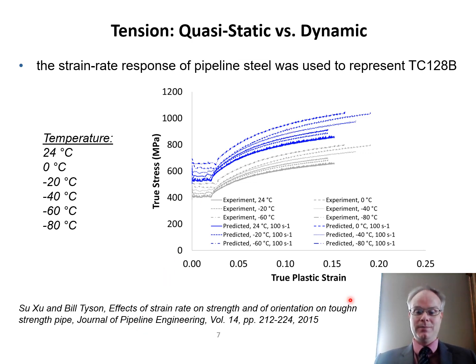And so using the behavior of pipeline material, we're using that to simulate the response of the TC1288B steel. And these strain rate effects are pretty well captured for steels.